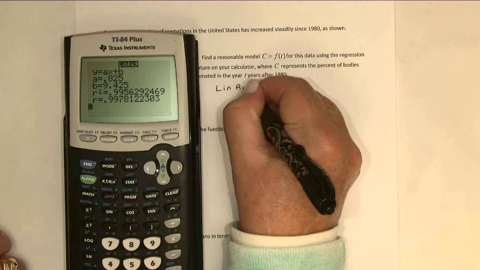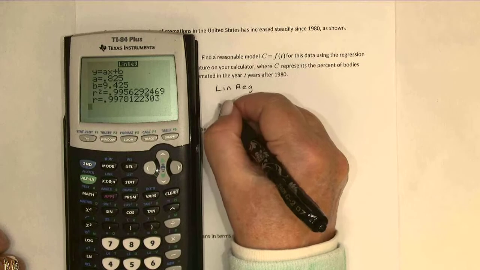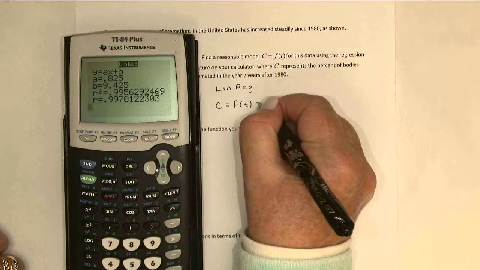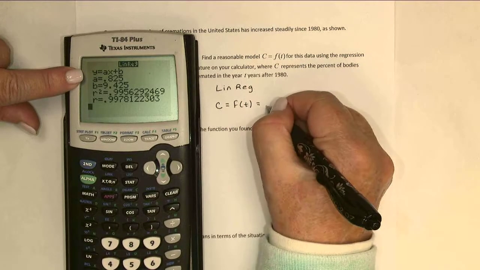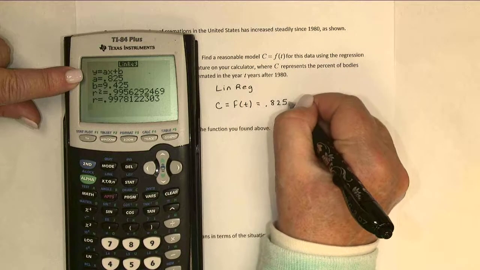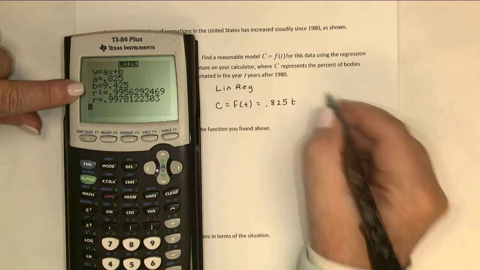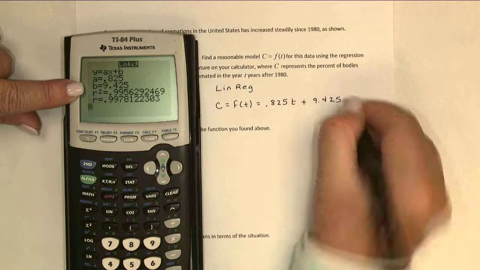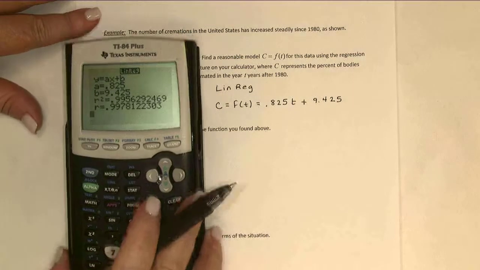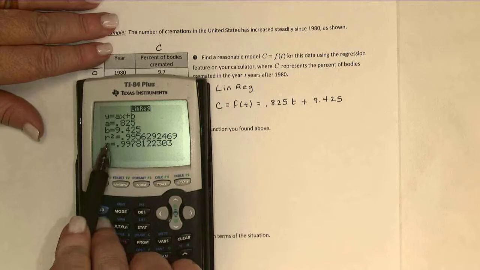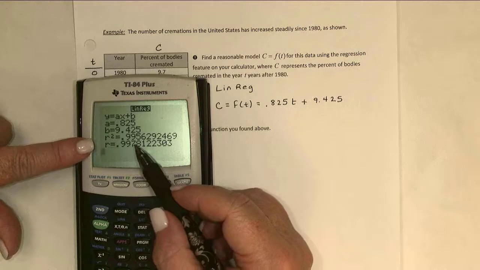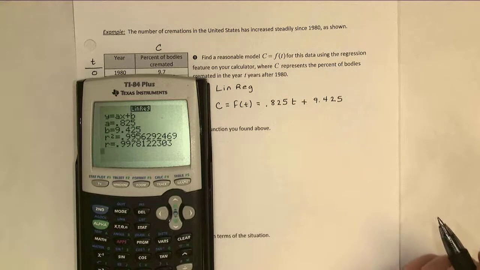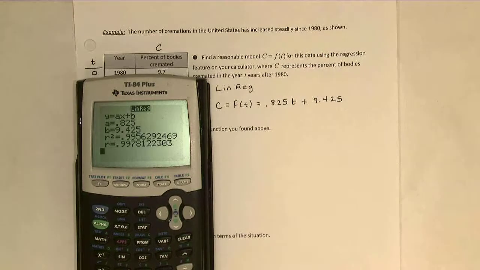So it shows linear regression, and C equals f of t. We're going to go with 0.825 t plus 9.425. Notice that the correlation coefficient, R squared, is almost 1, right? 0.995 is really, really close, so I'm very comfortable that this is a good model for my data.